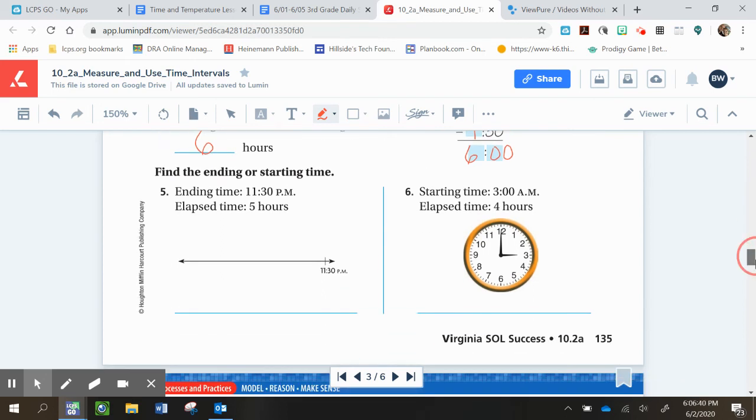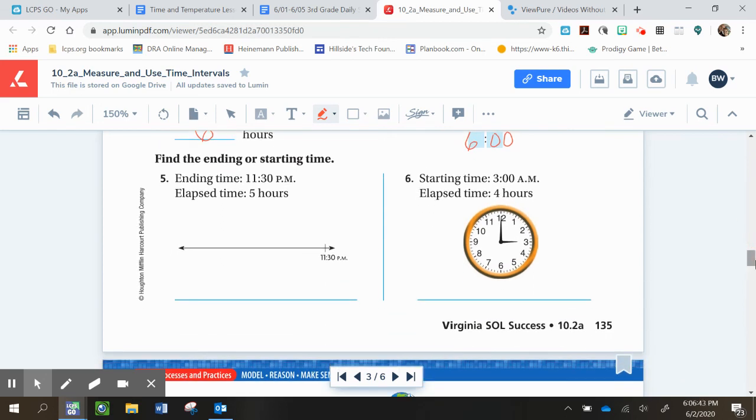All right. We're going to do these last two just to get you understanding the elapsed time, and then you can move on to your slides and your hyperdoc. Find the ending or starting time. So the ending time was 11:30. 5 hours were elapsed. So 1, 2, 3, 4, and 5. Okay. 11:30. Now we have to go backwards. Remember, so 11:30, 10:30, 9:30, 8:30, 7:30, 6:30 is your answer.